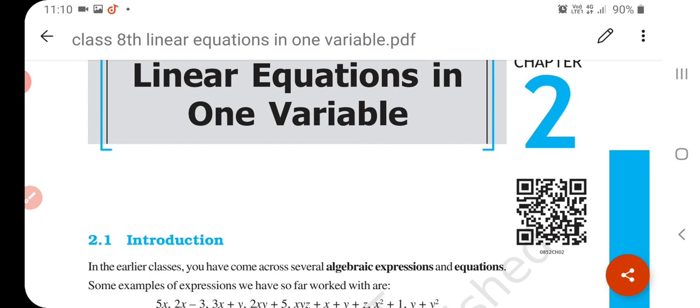And in this time we have revised our second chapter, that is linear equation in one variable. In this chapter we have learned about equation, and what is linear equation. Understand what is equation.